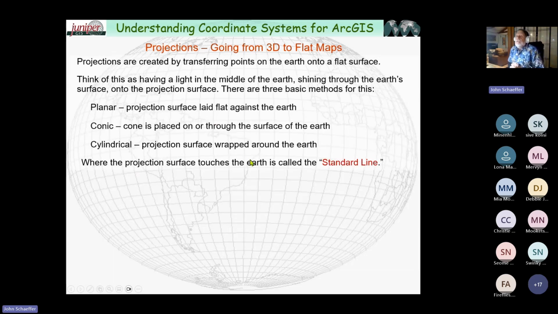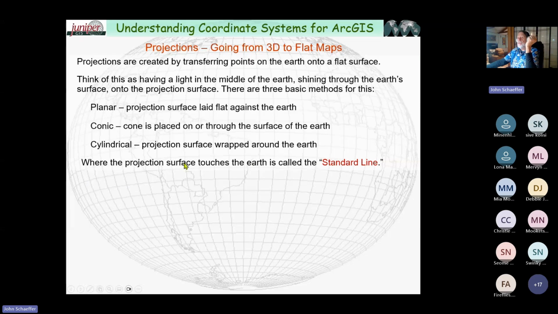Okay, so projections are created by transferring points on the Earth onto a flat surface. Think of this as having a light in the middle of the Earth shining out onto a projection surface, and where it hits is where that point belongs. There are three basic methods for this. Planar: the projection surface is laid flat against the Earth. Conic: this is a cone, think of a dunce cap coming down over the surface of the Earth. Cylindrical: you're just wrapping a cylinder around the Earth.